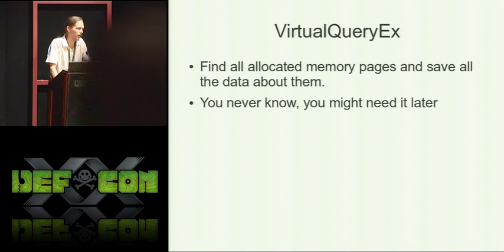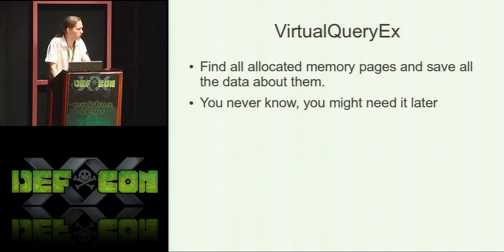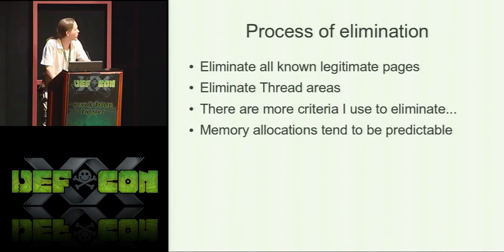So the thing you need to do this is just VirtualQuery, with which you can find out a bunch of data about just about any memory area of just about any process. You can just save all that; you might need it later. Process of elimination: you're looking to find all your legitimate pages and then eliminate everything that's legitimate and then pick through from there.